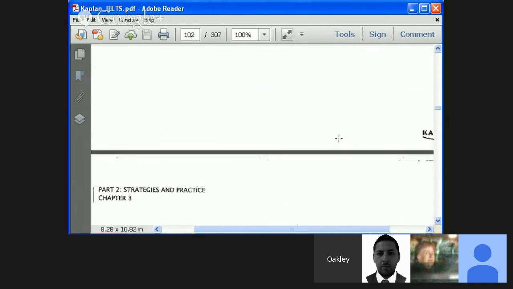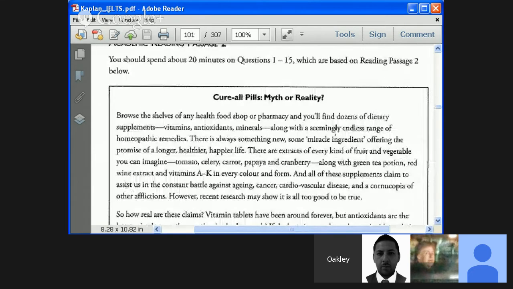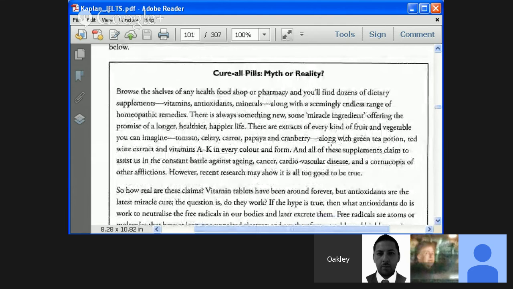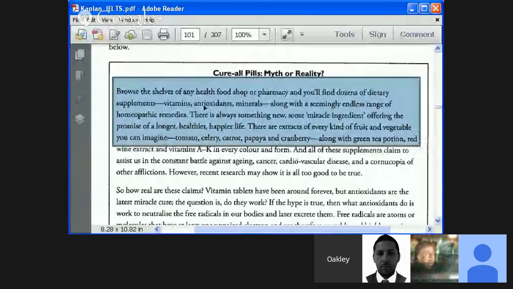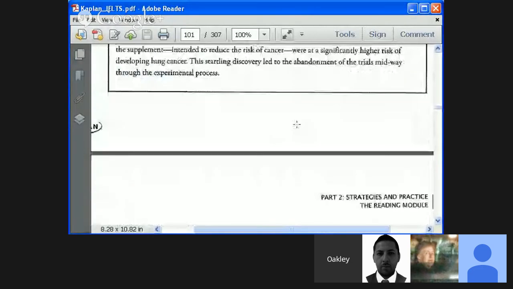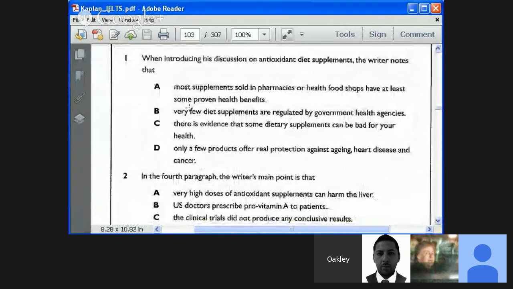Does it say they have some proven health benefits? Well, if we double check, does it say that anywhere here? I think no. I think no. It doesn't say that at all. I agree. I think we can run a quick check and eliminate answer A.